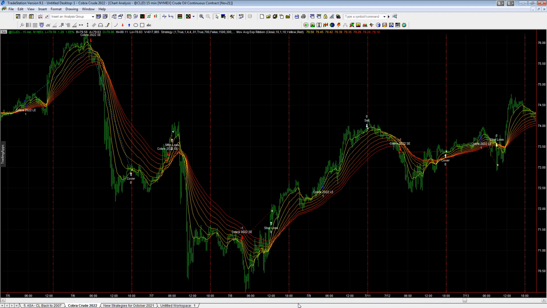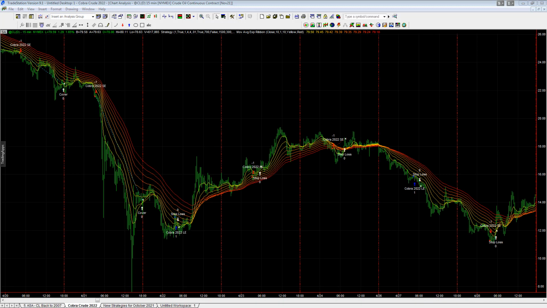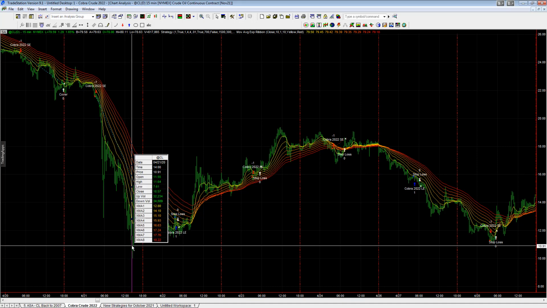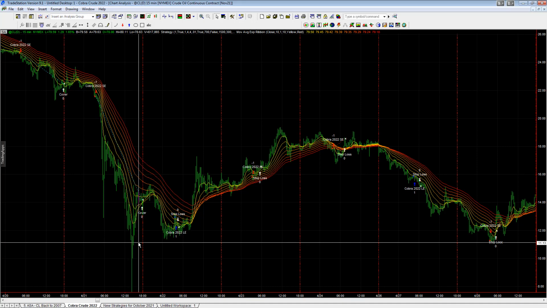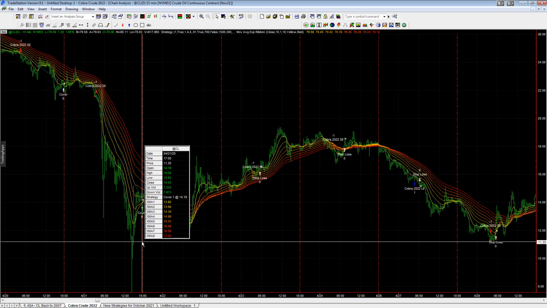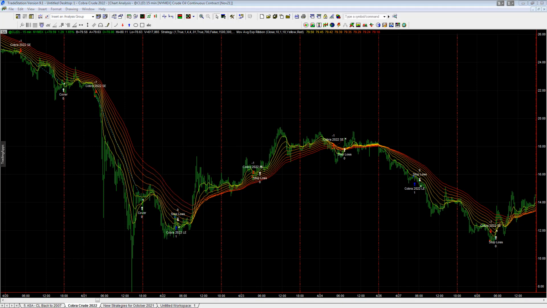So if we scroll back here to April 21st, 2020, you see this Cobra Crude short. It goes down here, it goes down to this low level of $7.61. It exits at $14.90.